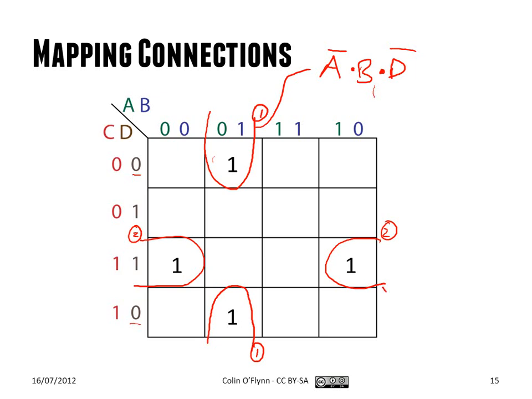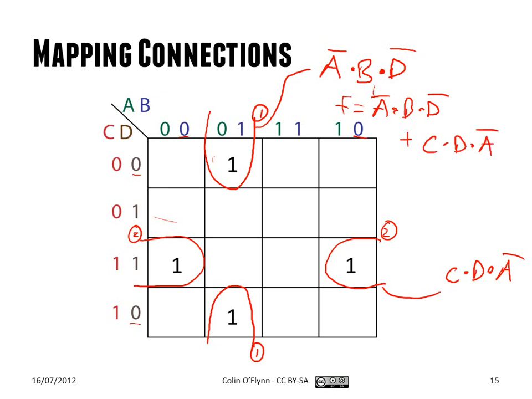The second term, we know C and D are 1, so you can just directly write C and D. And when you look at it, you see B is always 0 because A changes, so B complement. And there you go. So the final equation is F equals A complement and B and D complement, or C and D and B complement. So it's very quick. You just go from a truth table to a simplified equation.